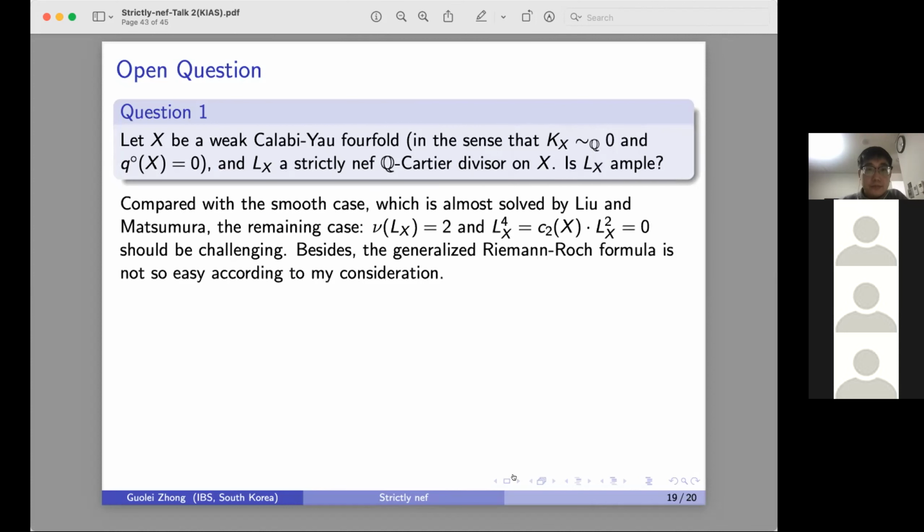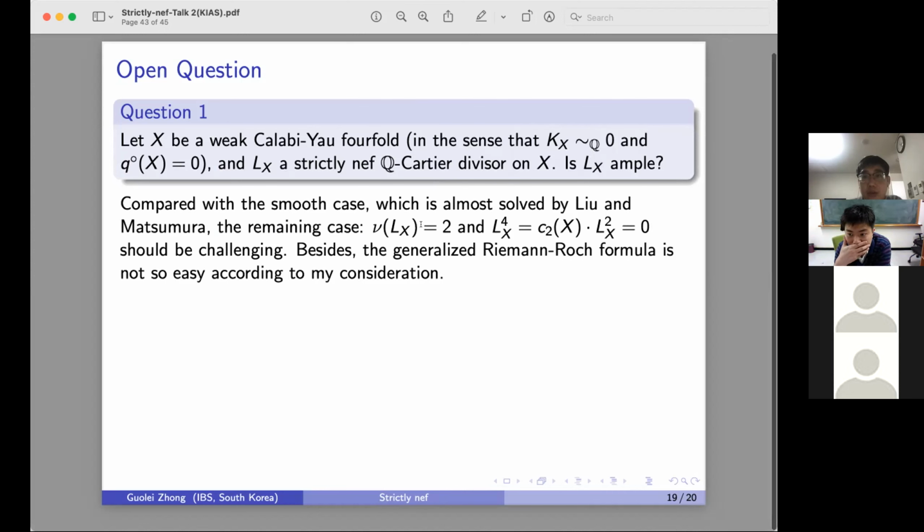Compared with the smooth case, which is almost solved by Liu and Matsumura, the remaining case is numerical dimension equal to 2, L_X to the power 4 equal to 0, and c_2(X) times L_X squared equal to 0. This case is very challenging. They are not able to show this case in this fourfold case. And also in our singular case, another very difficult part is the generalized Riemann-Roch formula. This part is not very easy to deduce according to my consideration.